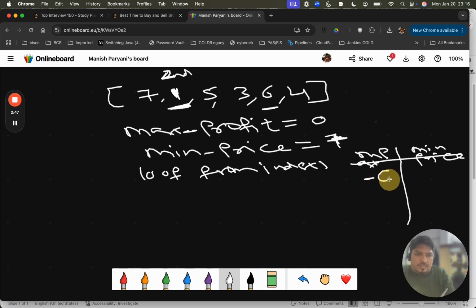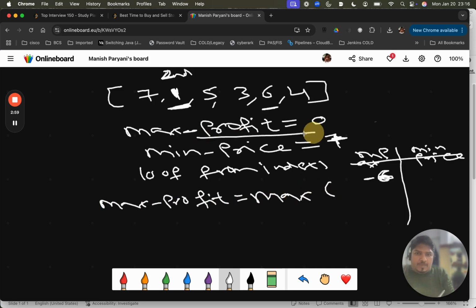How much? Minus 6. So what we did, if you remember in the brute force way, we were using a maximum function to get a profit, right? What we are doing there, max profit equal to max of previous value 0 comma current, like sell minus buy profit, right? So minus 6, and max, if I say, it will come 0, right? So max profit will come 0 at first iteration.